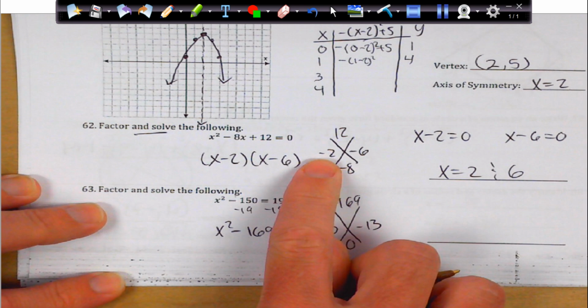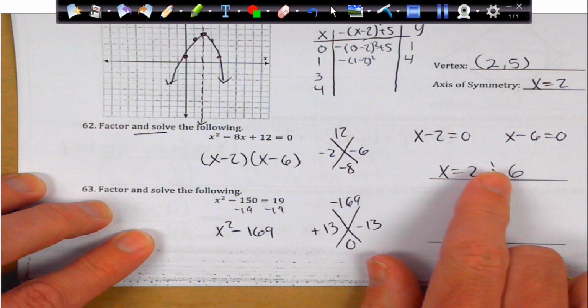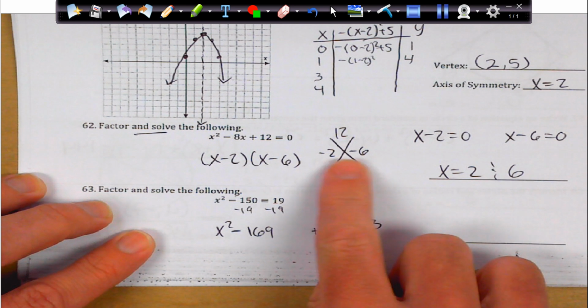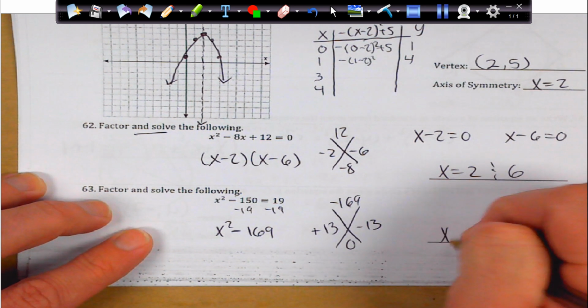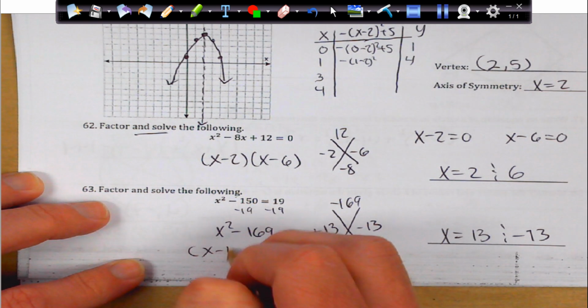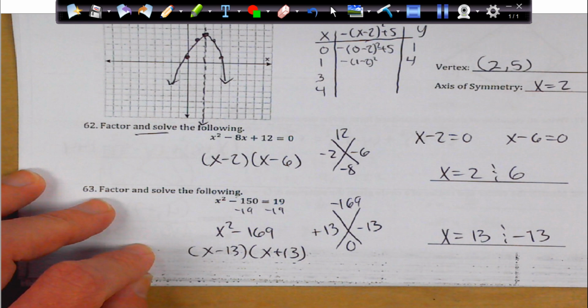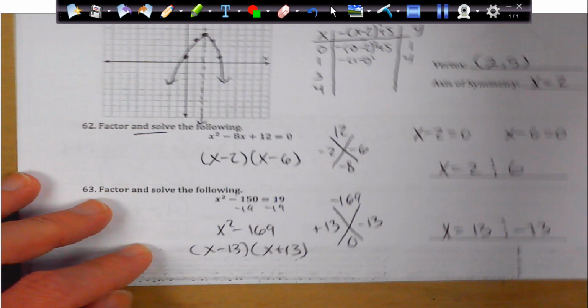Well, if you looked up here, our answer when we did basic factoring is the opposite of what we got in our little guy, so it's probably going to be x equals 13 and negative 13. And that'd be true because we get x minus 13 and x plus 13. If I set those equal to 0, you'd subtract them over and you get one of each.